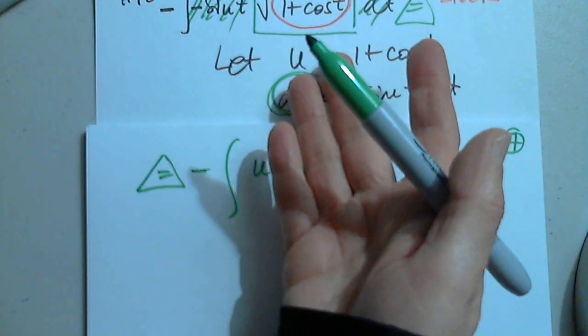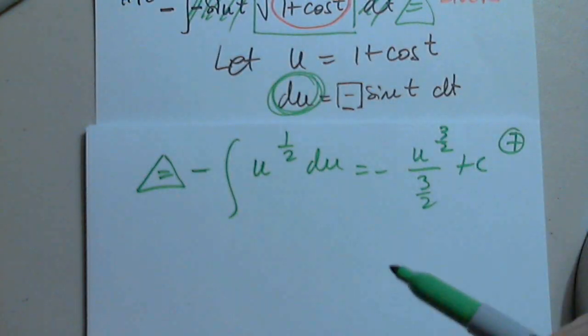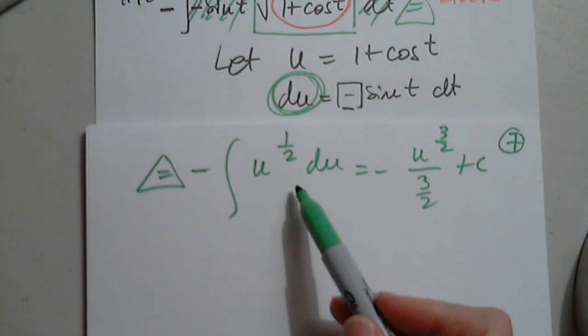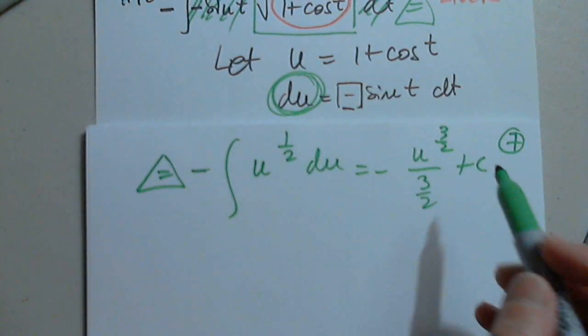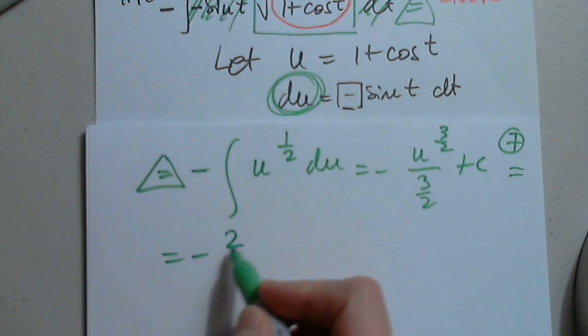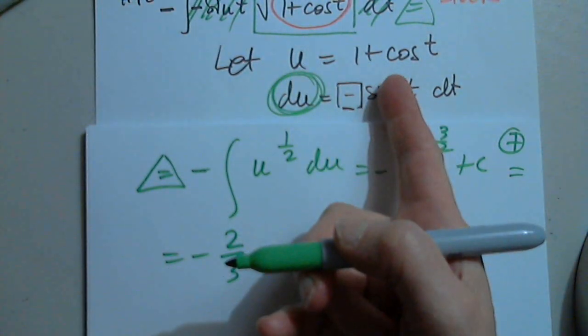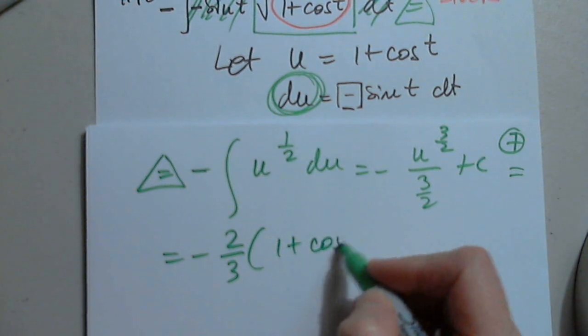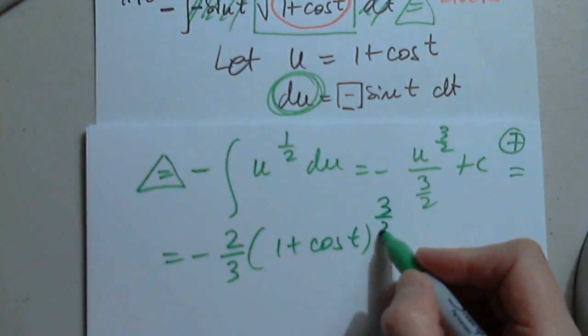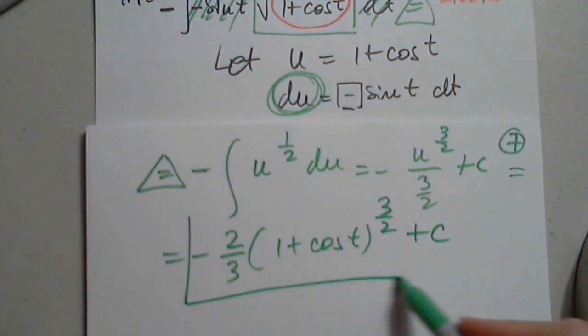I don't know what to do with that. So the substitution helped to simplify my integral, basically my function. So this is negative 2/3 u, and I have to go back to it. I have to. 1 plus cosine t to 3/2 plus a constant c. And now it's done.